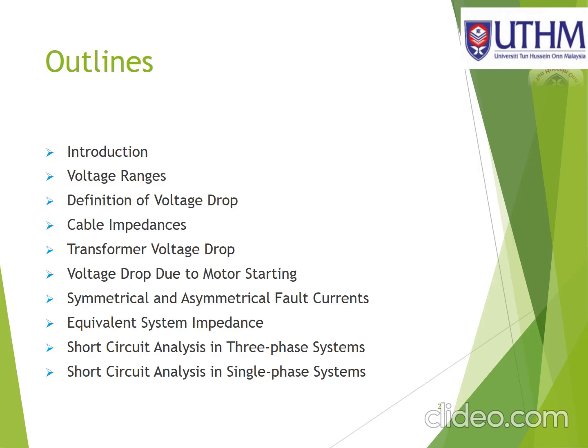This is the outline for chapter 3. For chapter 3, there are two parts. The first part is voltage drop, and the second part is the short circuit analysis. For voltage drop, I have divided it into two parts. Part 1A will cover from introduction until cable impedance. Part 1B will cover transformer voltage drop and voltage drop due to motor starting.